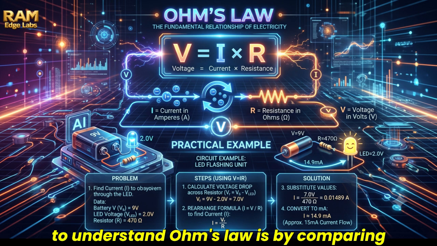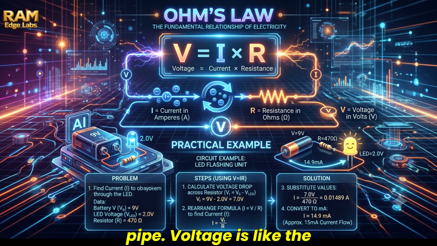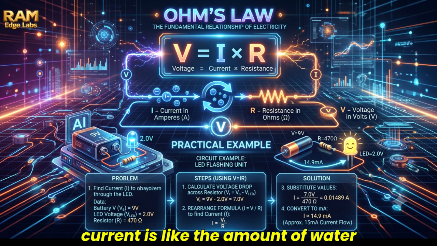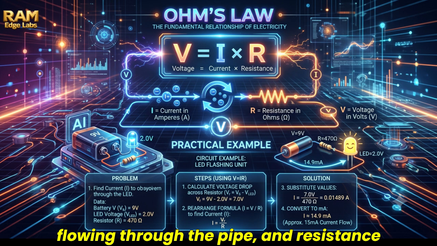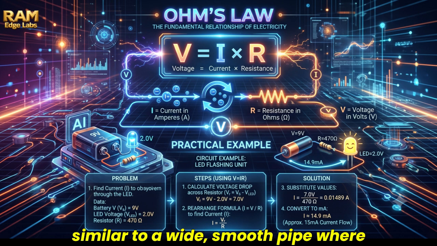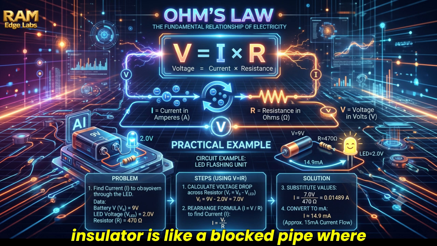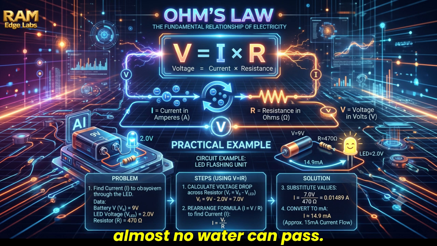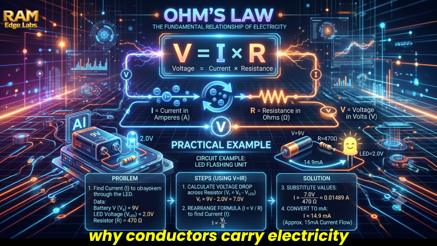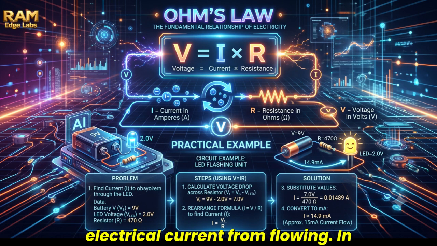A simple way to understand Ohm's law is by comparing electricity to water flowing through a pipe. Voltage is like the water pressure that pushes the water, current is like the amount of water flowing through the pipe, and resistance is like a narrow section of the pipe that slows the flow. A conductor is similar to a wide, smooth pipe where water flows easily, while an insulator is like a blocked pipe where almost no water can pass. This analogy makes it easy to understand why conductors carry electricity efficiently and why insulators prevent electrical current from flowing.